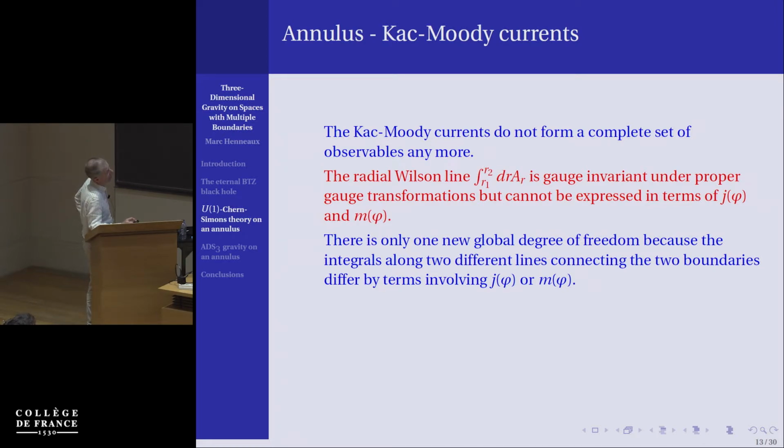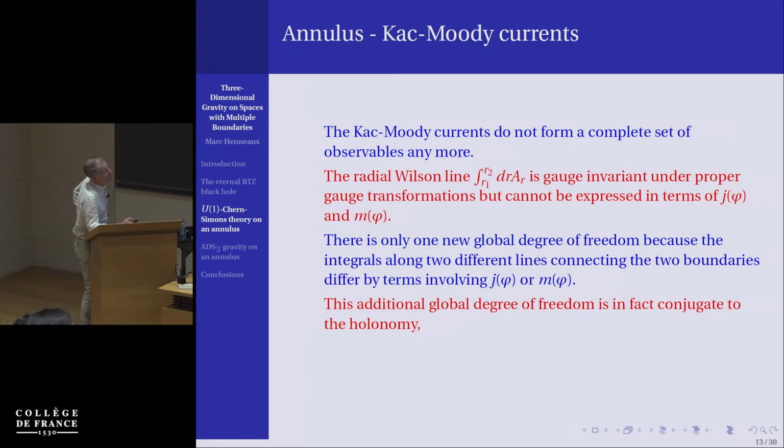Now you might say, well, maybe there are many more, because actually I can go from one boundary to the other boundary through different lines. But you can show that if you take a different line joining R1 to R2, it will differ from this Wilson line by terms that involve the integral of the vector potential along the boundaries, if you choose different endpoints. But these can be expressed in terms of J and M. So there is only one new global degree of freedom. Any other Wilson line can be expressed in terms of that one, and in terms of the Kac-Moody currents, which are already part of the system.